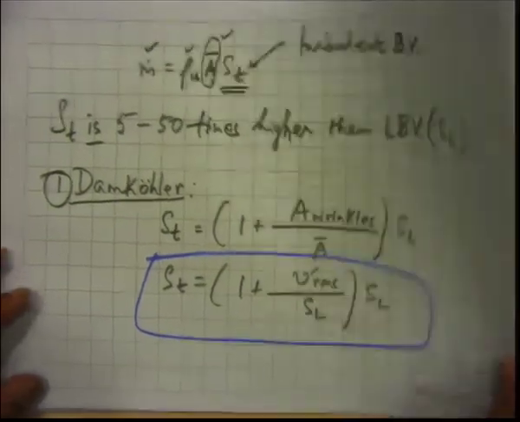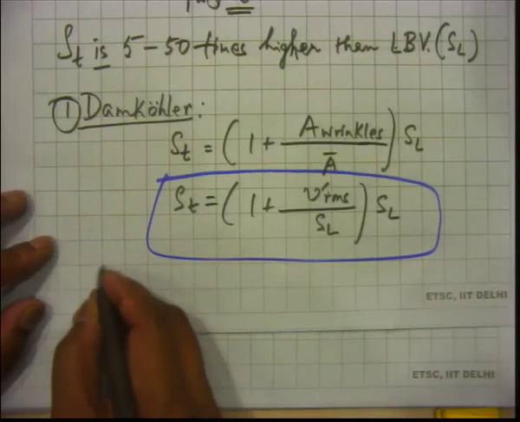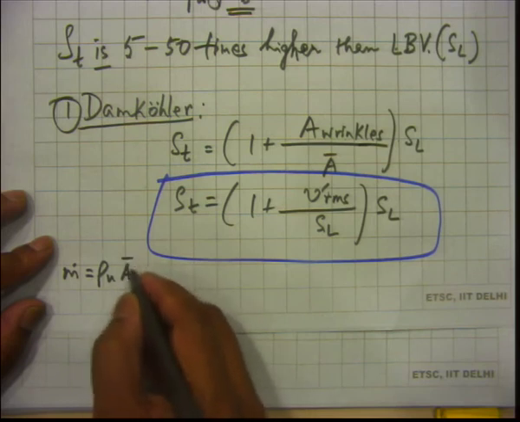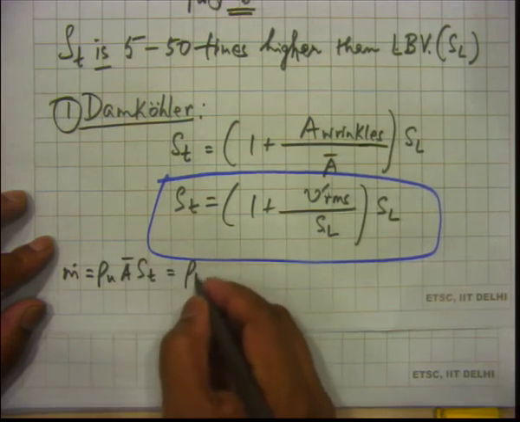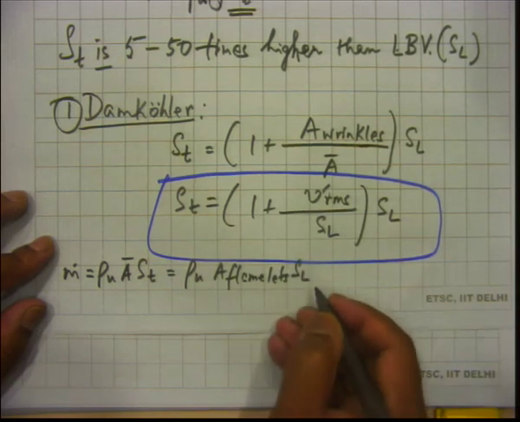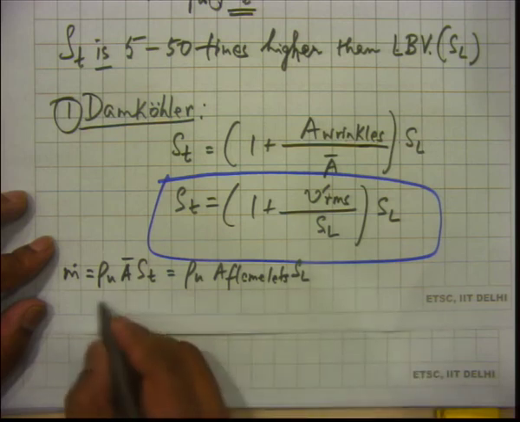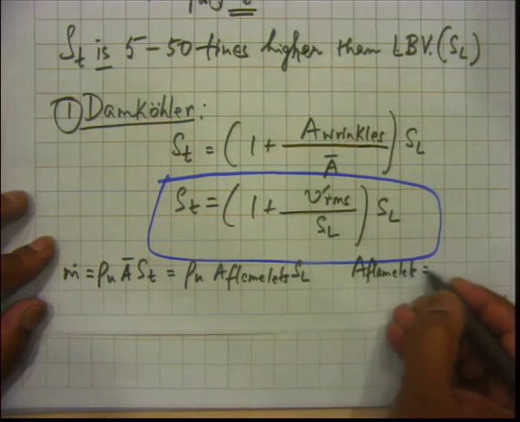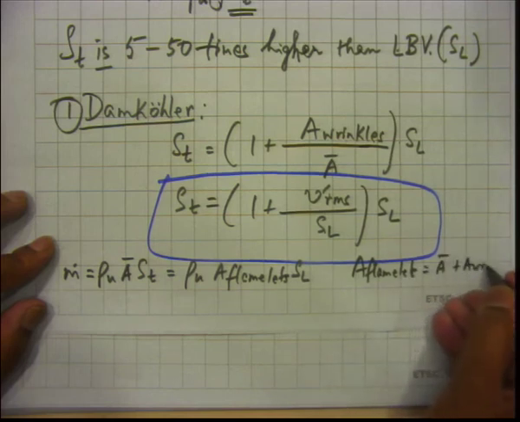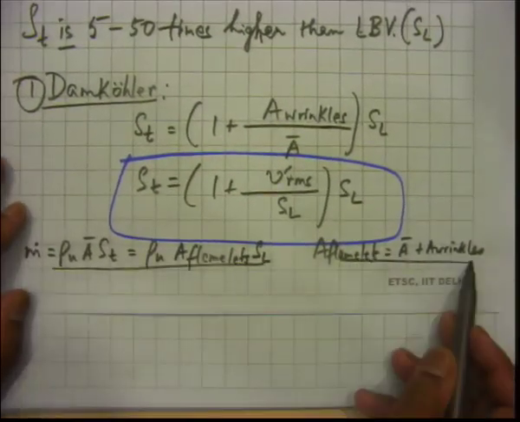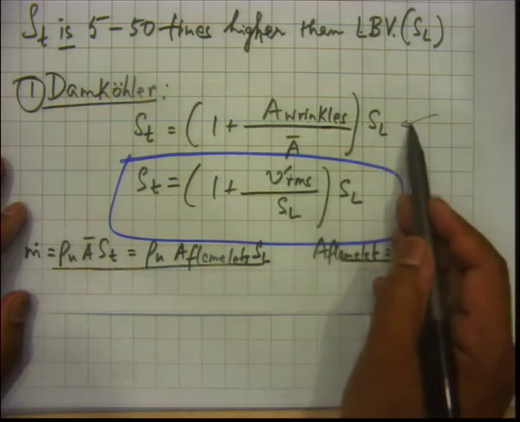Actually, since you asked this question, let me also write this. See, m dot is rho u A bar ST, and he wrote this as rho u A flamelets into SL, okay, and he wrote A flamelets is equal to A bar plus A wrinkles, okay. Using this and this, you can get this.